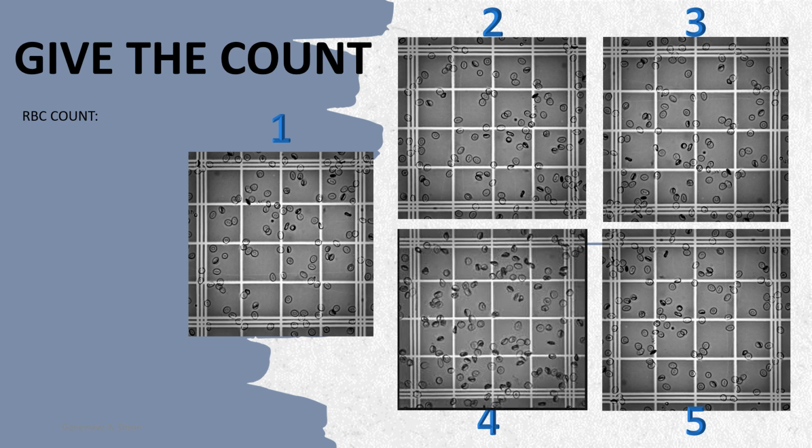These are the number of cells counted per square. Square 1 has 97, square 2 and 3 has 99, square 4 and 5 has 102, giving a total of 471 red blood cells in 5 intermediate squares.